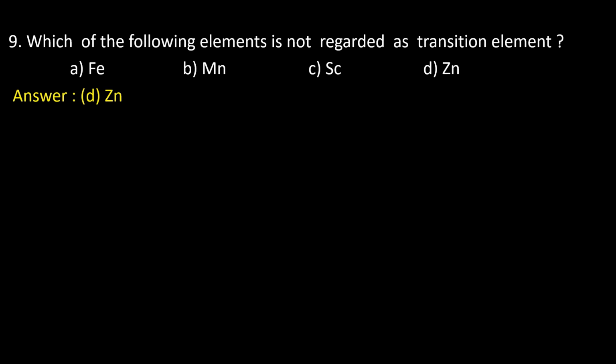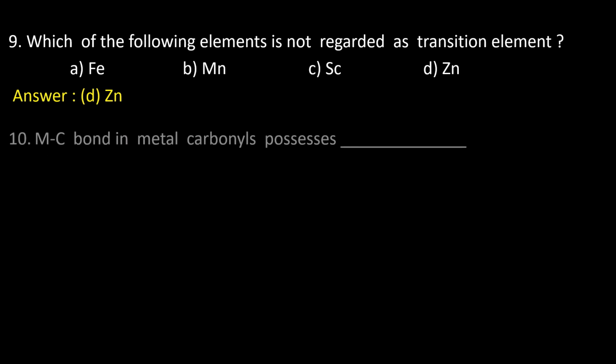So Zn contains the completely filled d orbitals. So it is not regarded as a transition element, but it is placed in the d block along with the other transition elements. Whereas in all the other three options, Fe, Mn, and Sc, the d orbital is not completely filled. Only Zn has completely filled d orbitals. So that is the correct option.